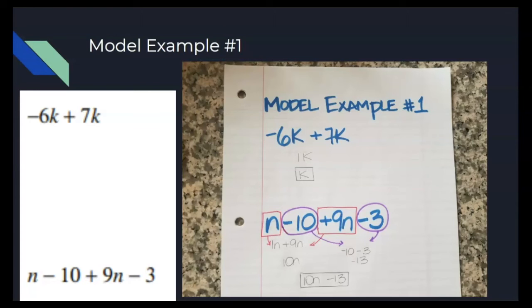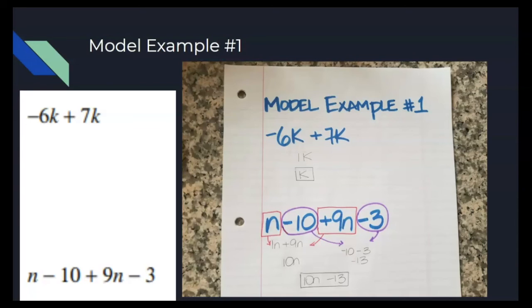So here I have n, and then I have plus 9n. That essentially means that I'm going to be adding 1n, because remember the 1 is understood to be there, plus 9n, which is going to give me 10n. I'm going to bring that into my final answer. Then I have negative 10. Now notice I said that is negative 10 because I read it first. I wouldn't say minus 10. I have to read it as negative 10. So that's going to give me negative 10 minus 3.